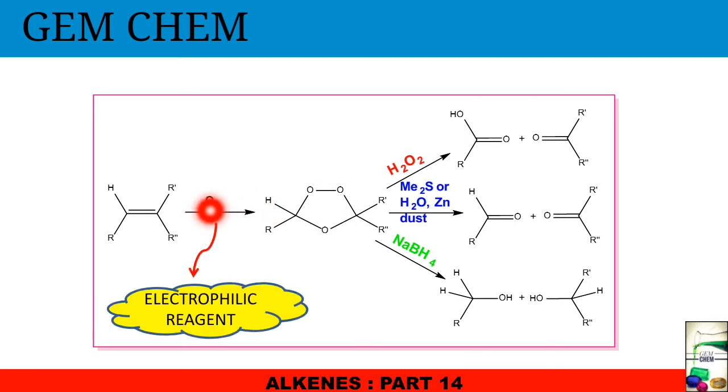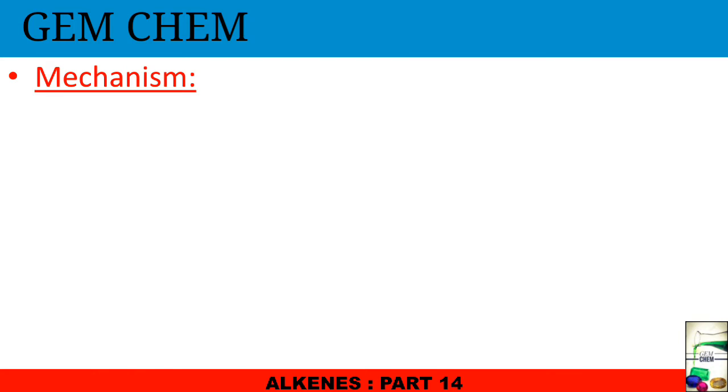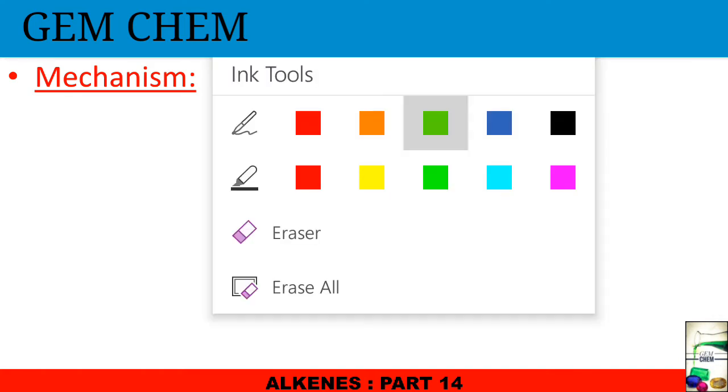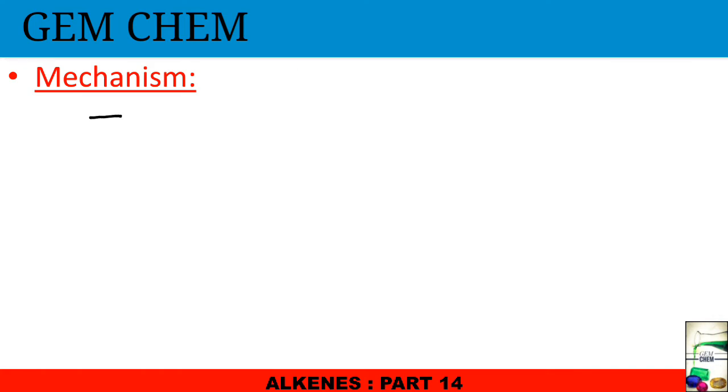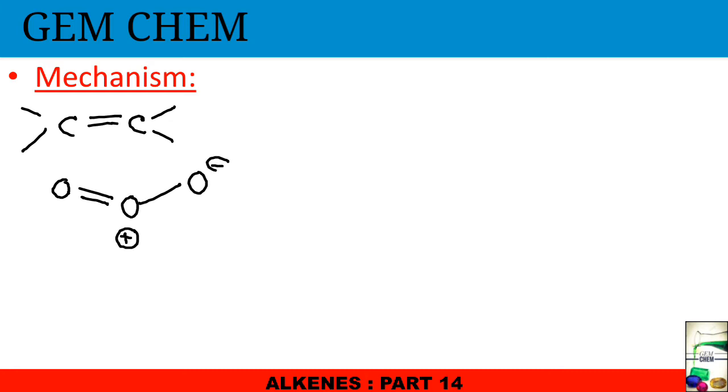Now as I have told you, ozone is an electrophilic reagent, so it will attack an electron rich center. Remember this. Now we will see the mechanism, and this mechanism part is very important. Suppose we take it like this. This is our carbon-carbon double bond, and here we take our ozone. So ozone looks like this: here is a positive charge and here is a negative charge.